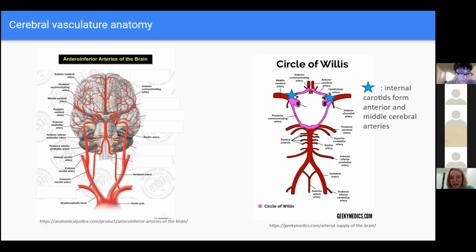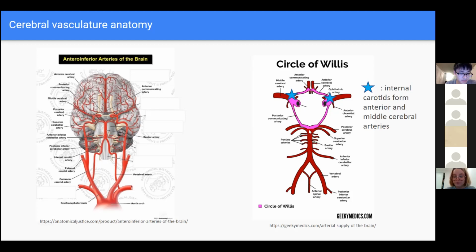So as we can see, we have other vessels that form the circle of Willis. We have the anterior communicating artery, which communicates between the two anterior cerebral arteries. We have here the posterior communicating artery, which will let the vessels do this circle with the posterior cerebral artery. And this is most of the blood vessels that will supply the cortical brain.